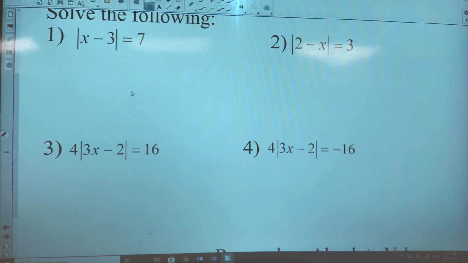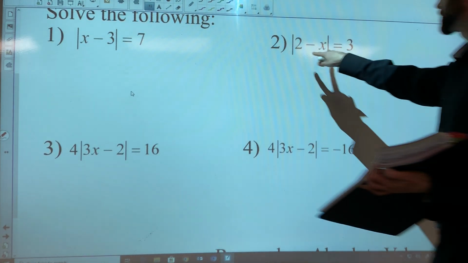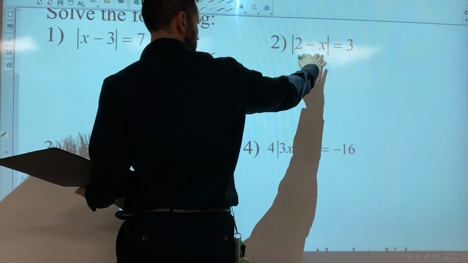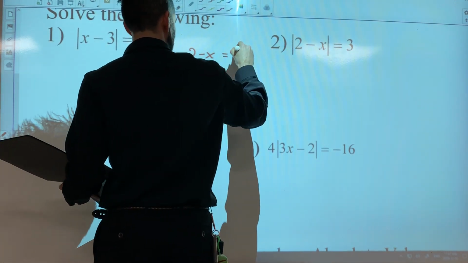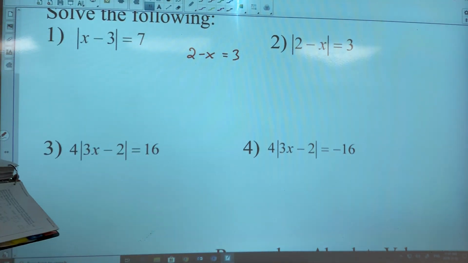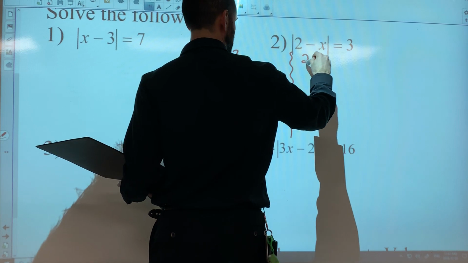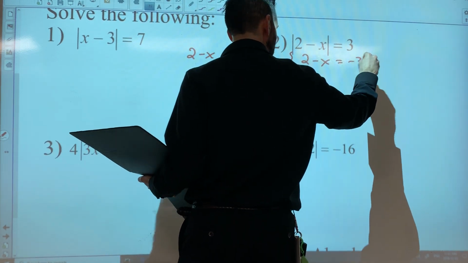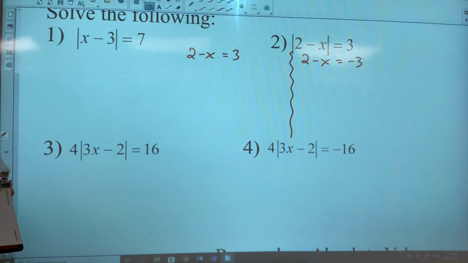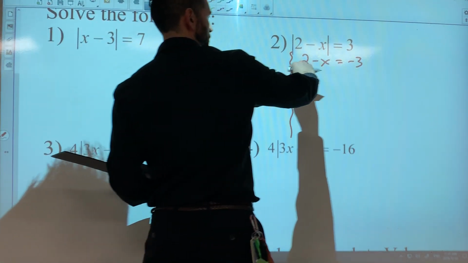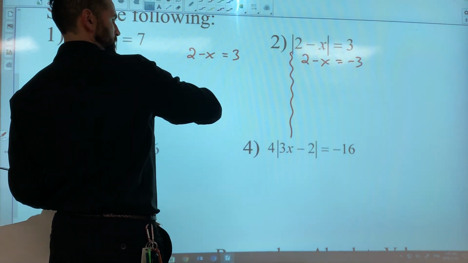Okay. So let's do number 2. So you're going to solve two equations for number 2. You're going to solve 2 minus x, so whatever's inside the absolute value, equal to positive 3. That's one equation. And then we're also going to solve whatever is inside the absolute value equals negative 3. Because no matter what, the absolute value will make this positive. This one's already positive, so we're okay.